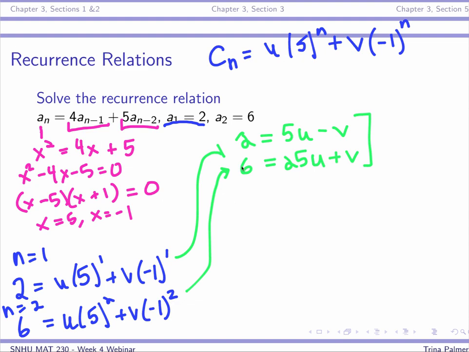So elimination means you want to combine the equations in a way that one variable will cancel out. So the nice thing about these two equations, if I just add these two, my v's cancel, and I'm left with 8 equals 30u. So now I know what u is. u is 8 over 30, which is 4 over 15.